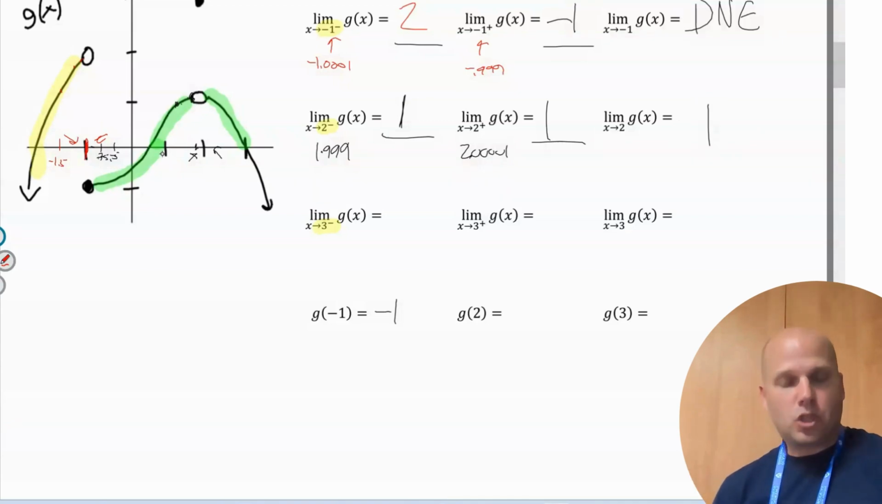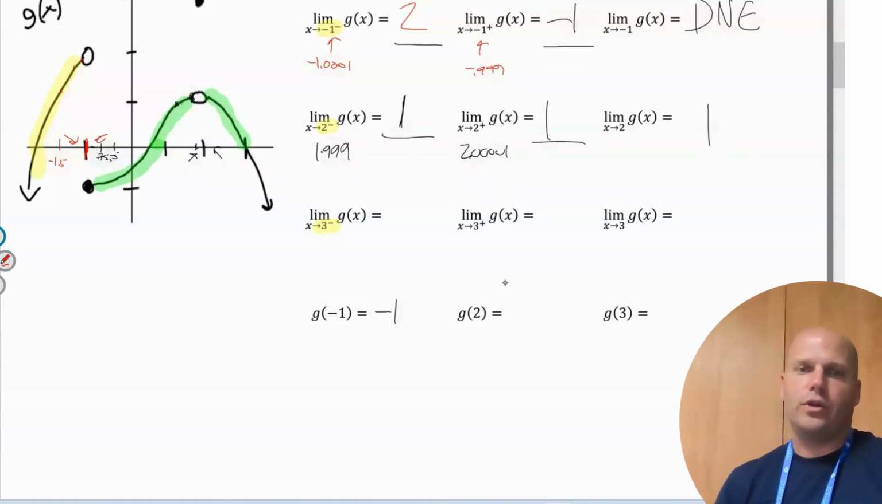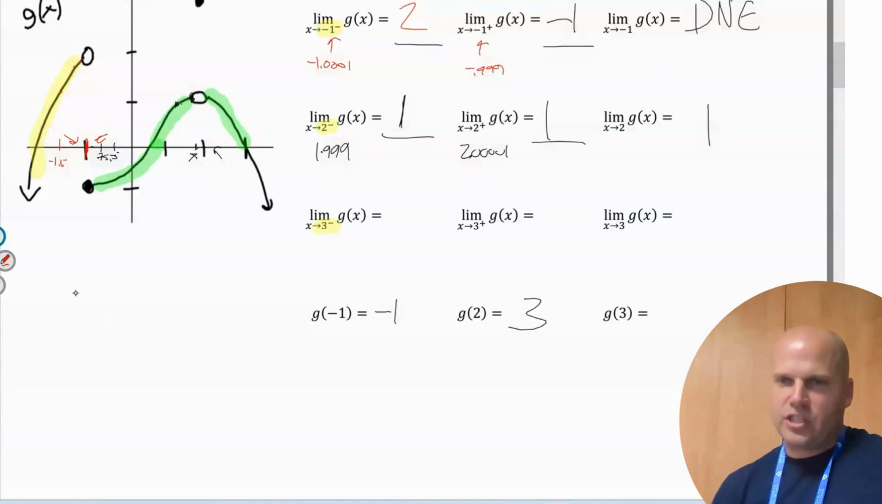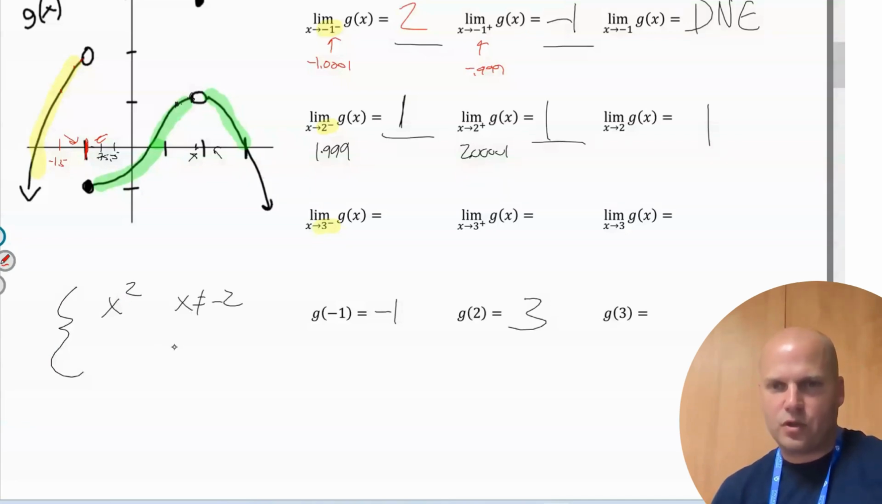But we are being told that at 2, you should be using the y coordinate 3. Again, just as an example, we showed in class, what if you had x squared for x's not equal to -2, but use 8 for x equals -2. This is that example. It's like we want to use x squared everywhere except for at -2. This would be an example of the limit at -2 approaching 4.